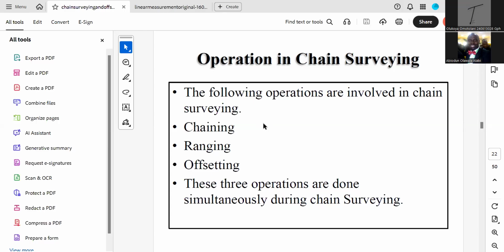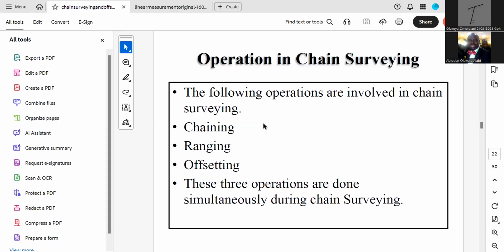Then ranging, it is measuring the position of points along a line. Speak louder, I can't hear you. Then for the ranging, sir, it is the measuring of the position of points along the survey line. Yes, sir, along the survey line. Okay, good, good.